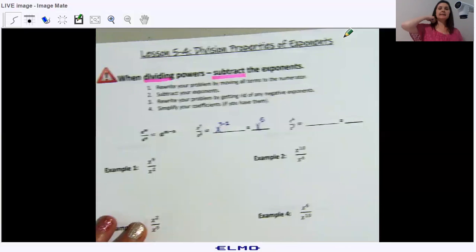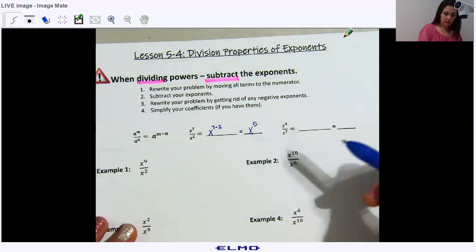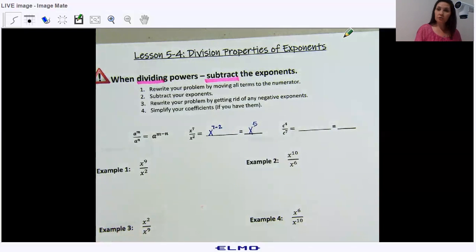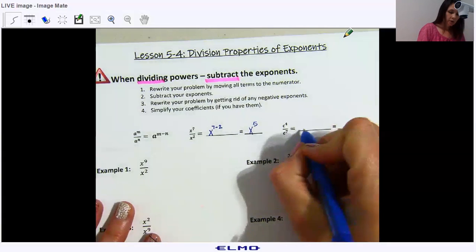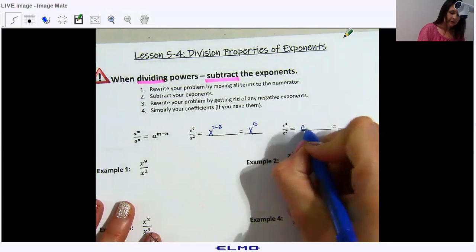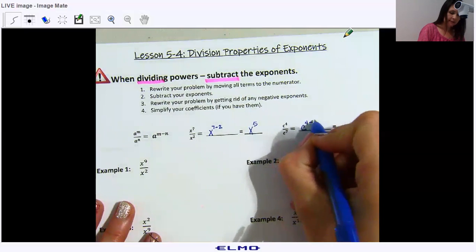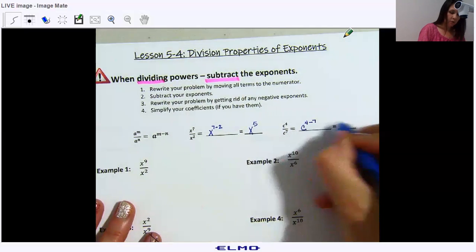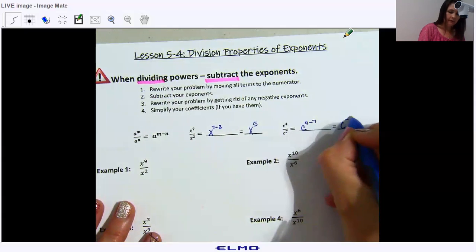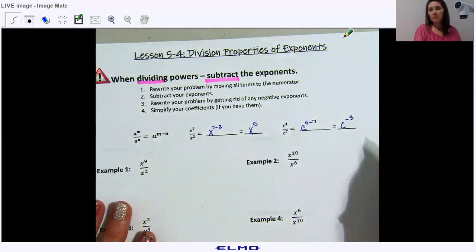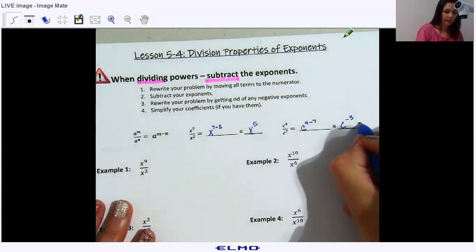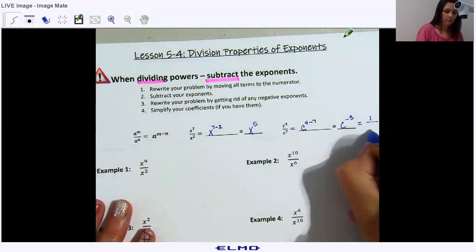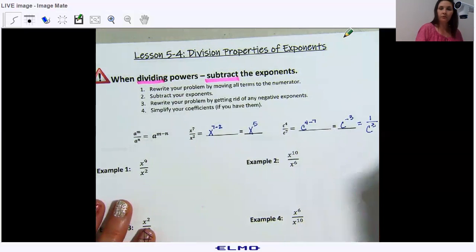Okay, so this next one you can try on your own. Actually, probably this entire page you can pretty much figure out on your own. I'm going to go through all the notes. We have c to the power of 4 minus 7, which equals c to the power of negative 3. But remember, we do not want negatives, so we have to rewrite this as 1 over c to the power of 3.